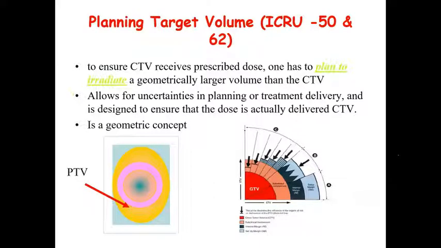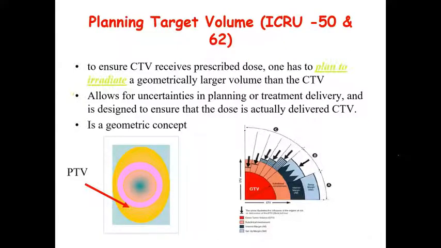A word about planning target volume, the PTV. Unlike the CTV, which is an anatomical concept, this is a geometric concept, in which the envelope of the PTV tries to encompass the CTV in all phases of treatment. The idea behind it is that the CTV gets the prescribed dose during the entire treatment. It obviously takes into account uncertainties that exist in the planning or treatment delivery in your particular setup, and it is designed to take care of all the setup errors and internal organ motion.